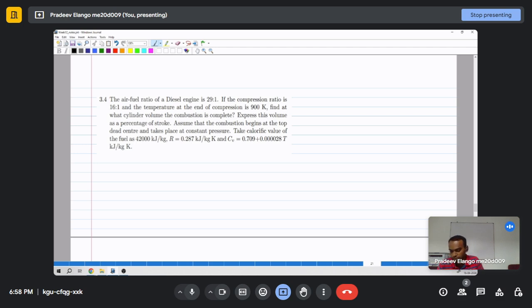So in the next problem, the air fuel ratio of a diesel engine is given as 29:1. If the compression ratio is 16:1 and the temperature at the end of compression is 900 Kelvin, find at what cylinder volume the combustion is complete. Express this volume as a percentage of stroke. Assume that the combustion begins at the top dead center and takes place at constant pressure. Take the calorific value of the fuel as 42,000 kJ per kilogram, R is 0.287 kJ per kg Kelvin, and Cv is 0.709 plus 0.000028 T.